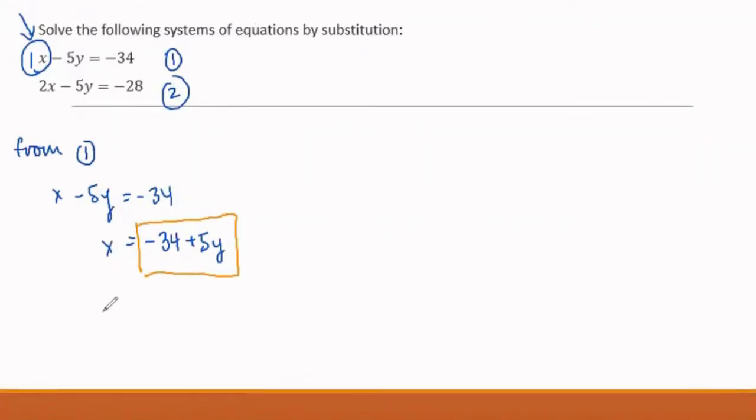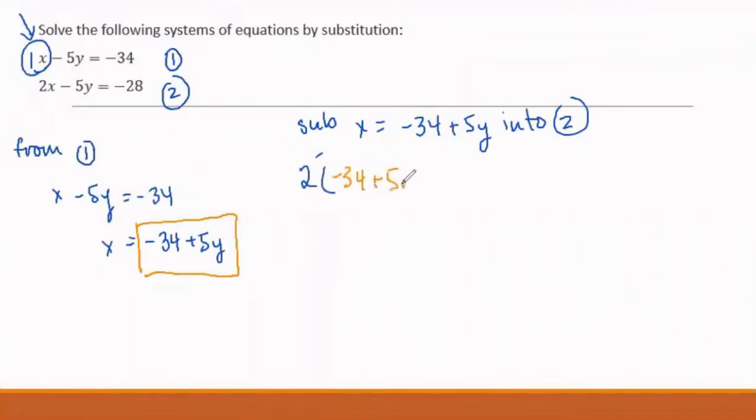So now I'm going to substitute my newfound fact into the other equation. I'm going to substitute the fact that I now know that x is equal to negative 34 plus 5y into the other equation. It came from equation 1, so it has to be substituted into equation 2. Equation 2 is 2 times x, but I know that x is equal to negative 34 plus 5y. So I'm going to drop that in for x. So I have negative 2x minus 5y is equal to negative 28.